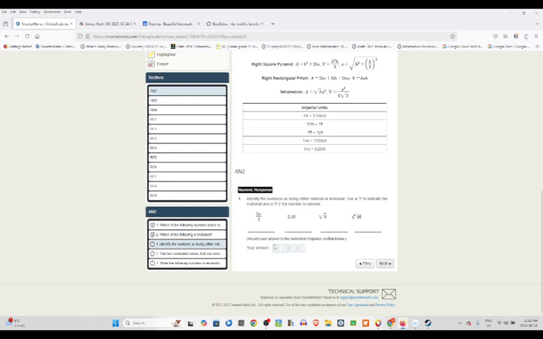Now identify the numbers as being either rational or irrational. So 1 is irrational. That's going to include anything with pi. A terminating decimal is rational. 8 is a perfect cube, but it's not a perfect square. So that is irrational. And the 4th root of 16 is 2.